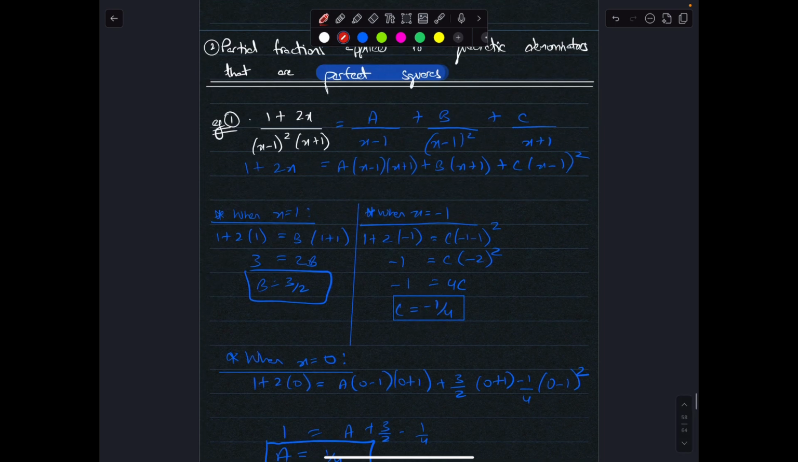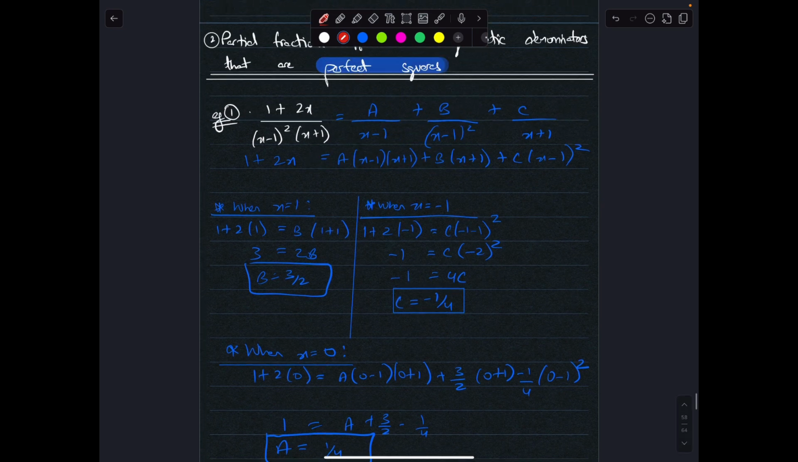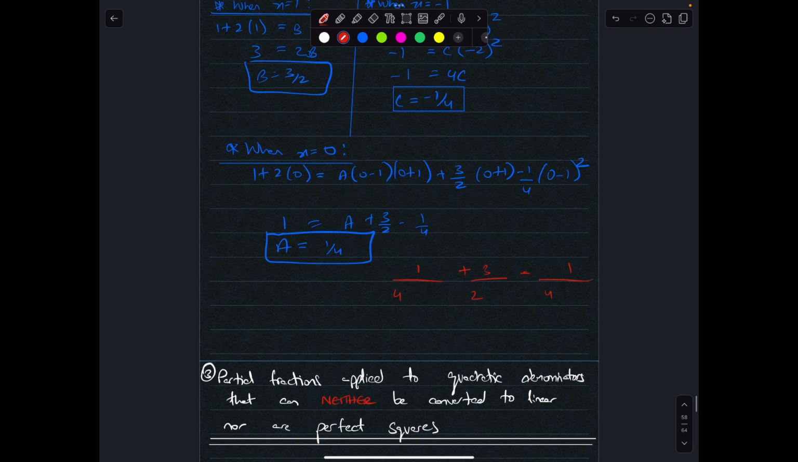And I'll have to leave my answer as a partial fraction. So this can be something like, just a second, and I have x minus 1 whole square, and x plus 1. This, my folks, is my final answer.